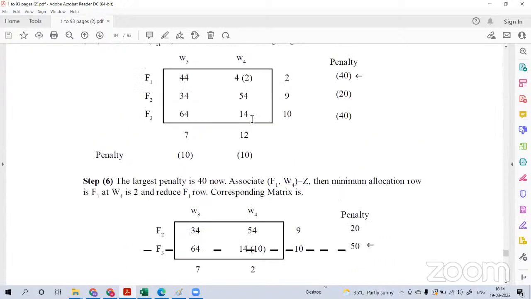Next, here also, the difference is between 44 and 4. What is the difference? It is 40. So the penalty is 40.